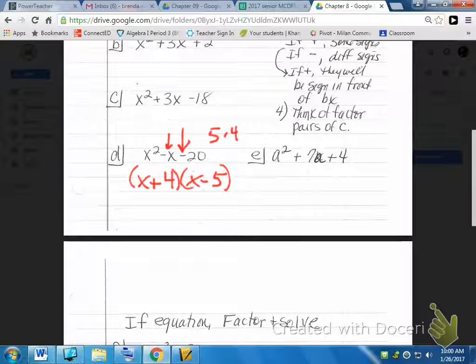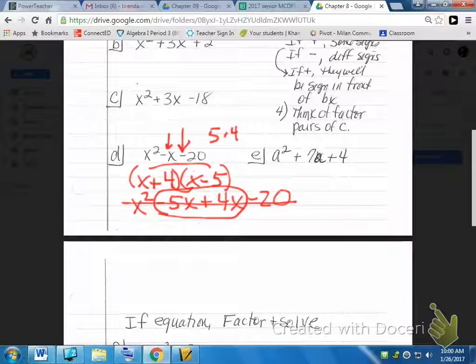Lesson 8.6, Part 2. So we were just looking at example D, x squared minus x minus 20, and we concluded it was x plus 4 and x minus 5. Definitely need to check our answer by FOILing. So what would my first give me? X squared. What about the outer? Negative 5x. The inner? 4x. And the last? Negative 20. And if I put my outer, inner together, what would that give me? Negative x. So that's what we wanted. So we know that is definitely x plus 4 times x minus 5.